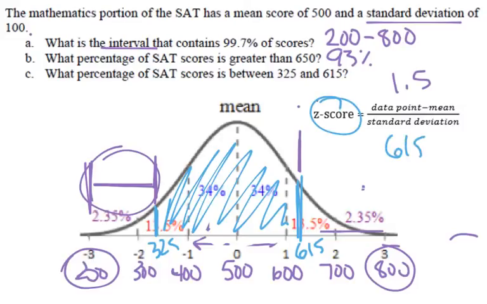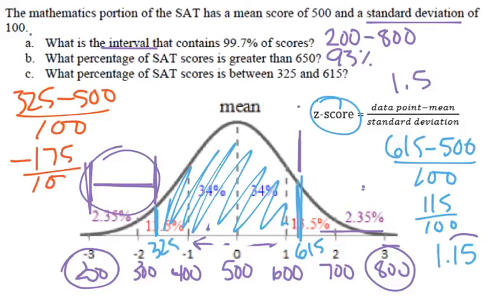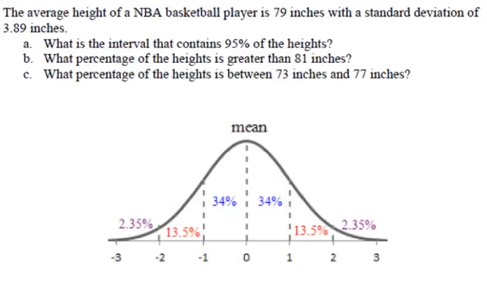So I go 615 minus 500 divided by 100. Okay, 115 divided by 100, so it'll be 1.15, right? Yep. Okay, so that's one score we're going to have to look up. Then the other would be 325 minus 500 divided by 100. So 325 minus 500 is negative 175 divided by 100 is negative 1.75. Okay, so those are our two numbers we need to look at that chart for.